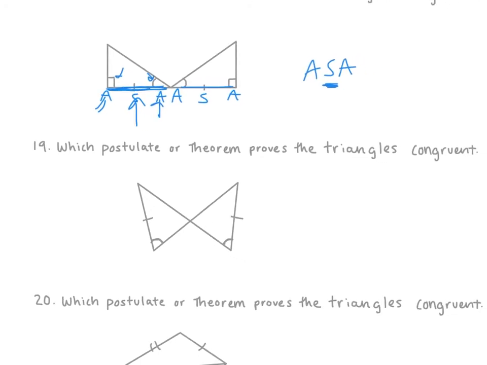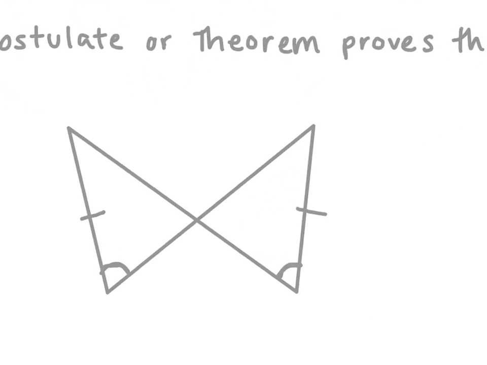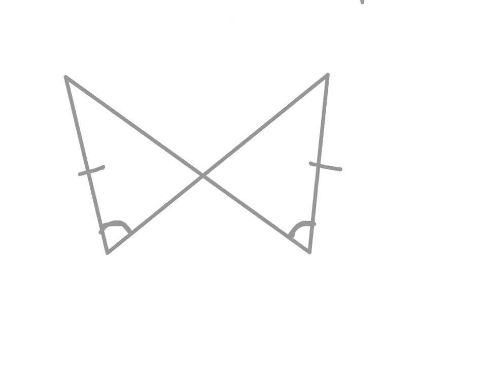So let's look at 19. Which postulate or theorem proves the triangle is congruent? Francisco, what can we do here? So in this picture, what else do we know? We have one pair of congruent angles here and one pair of congruent sides here. What else do we know from this picture? Casey. Where the angles that the two triangles touch, they're congruent. How do we know that these two are congruent? They're vertical angles. So we also know that these two angles are congruent because they are vertical angles.